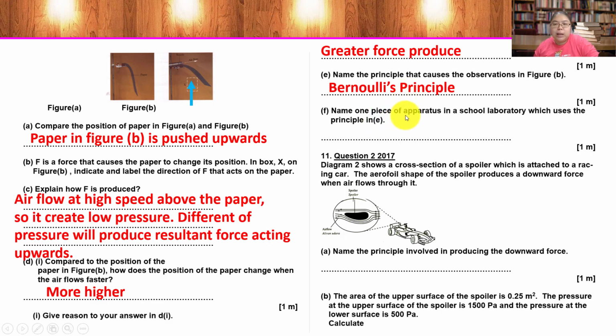F. Name one piece of apparatus in the school lab. This question always comes up. So remember, what apparatus uses the Bernoulli principle? There's the Bunsen burner.